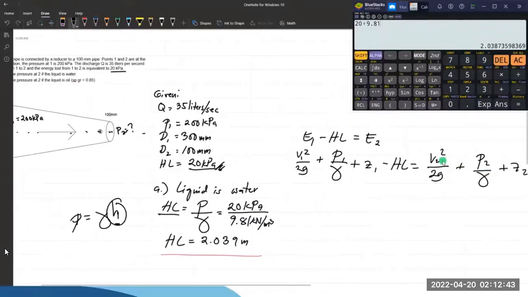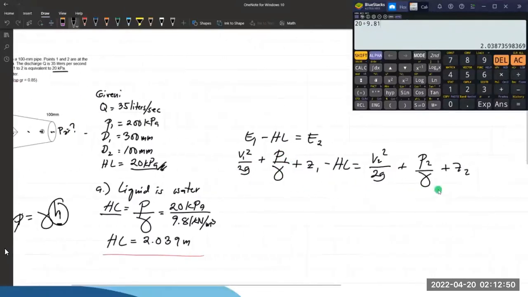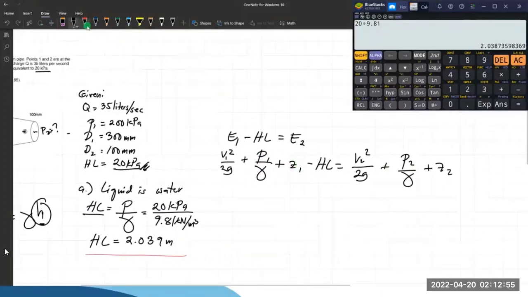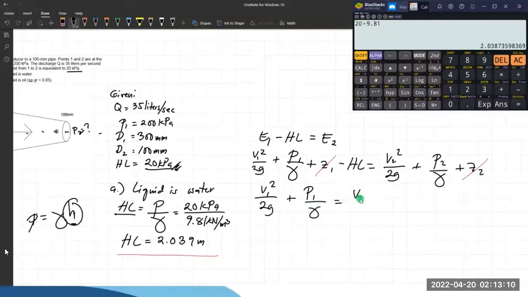It is given here that the elevation at points 1 and 2 are the same, so our elevation heads will be equal and they will cancel out. Rewriting the equation, we have v1 squared over 2g plus p1 over gamma equals v2 squared over 2g plus p2 over gamma. What is required here is the pressure at point 2.